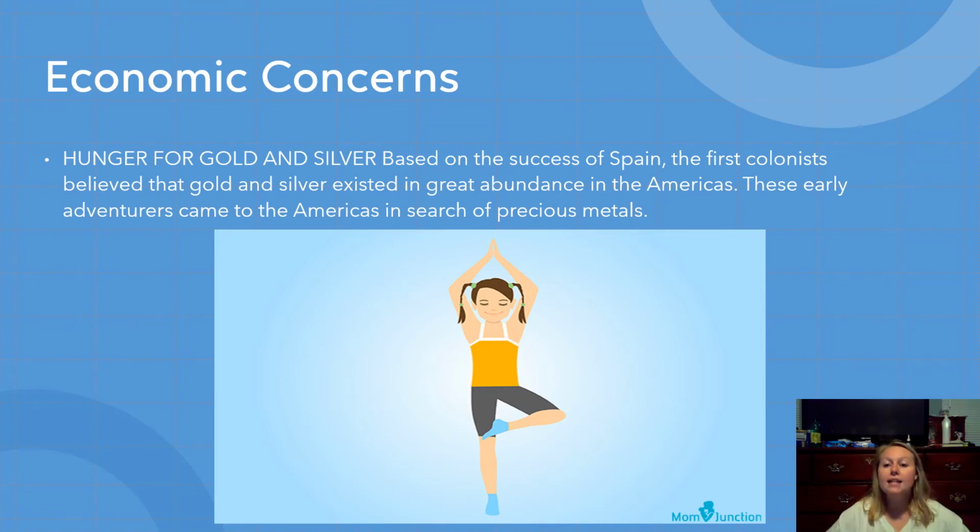So I want you to go ahead, take a deep breath, and I'm going to repeat the slide again. The settlers came to America for economic concerns, hunger for gold and silver based on the success of Spain. The first colonists believed that gold and silver existed in great abundance in the Americas. These early adventurers came to the Americas in search of precious metals. Right, go ahead, take a deep breath, and go back to just standing.